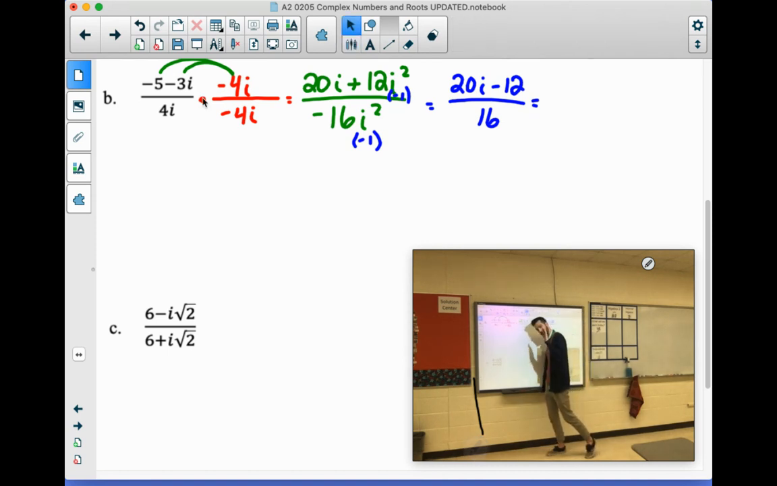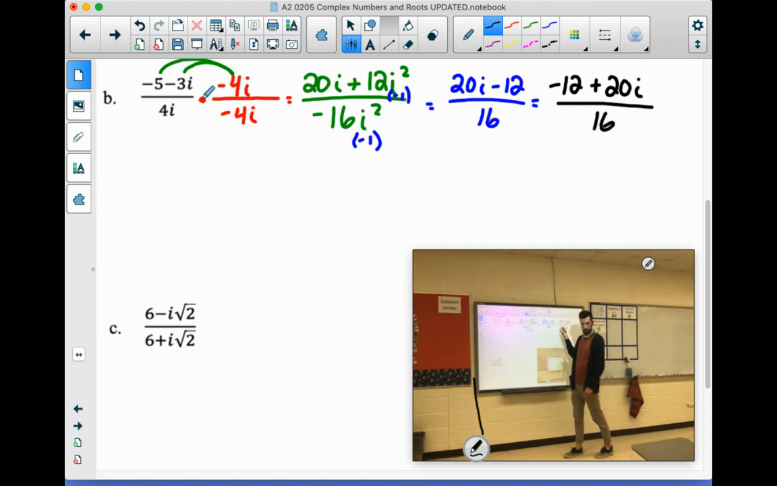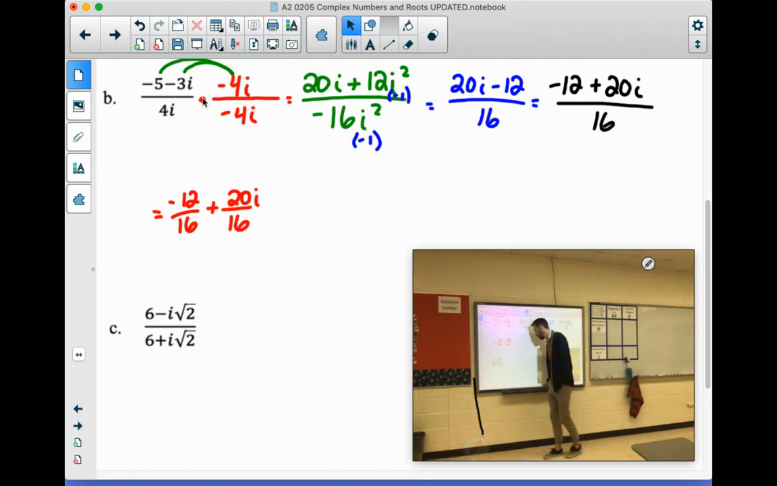So, a couple things here. We're going to put it in standard form first, which means our -12 will go to the front. Now, technically, this is correct, but it can be simplified further. So think of it again as two separate fractions. If I had -12/16 plus 20i over 16, we can simplify each part of that.